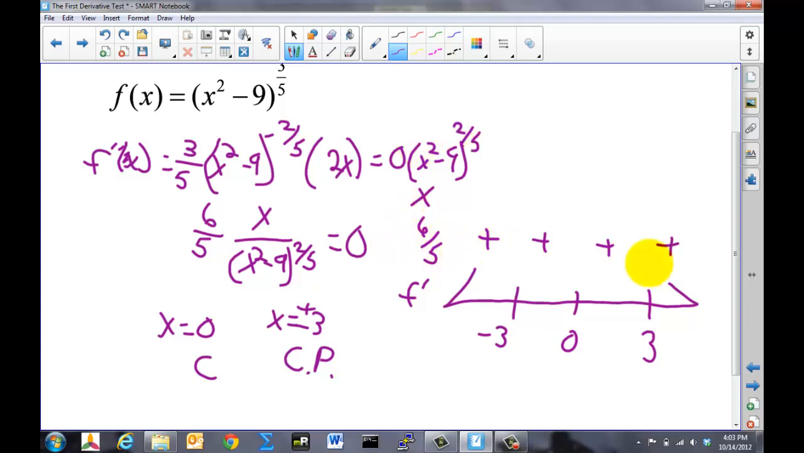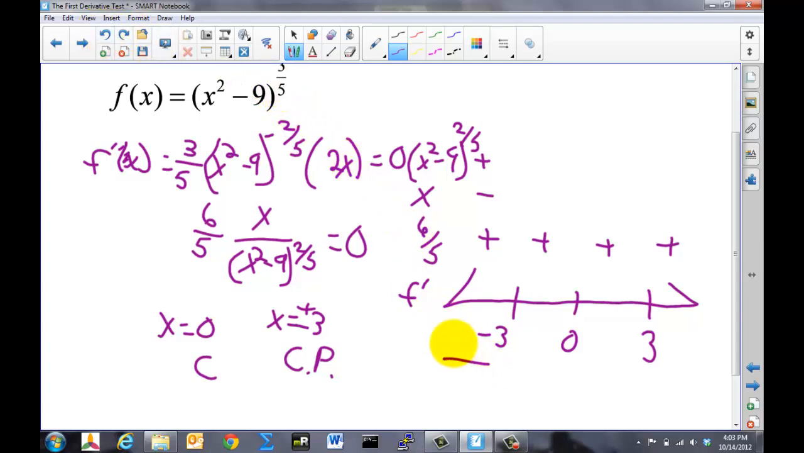So this is always a positive number. What about x? When I put negative 4 in here, I'm going to get a negative number out. And when I put negative 4 in up here, I'm going to get 16 minus 9. That's a positive number, right? And if I take the 5th root of it, it's still going to be a positive number. And if I square it, it's still going to be positive. So suddenly I've got a positive number out of here. Positive times negative times positive means that the overall derivative is negative.